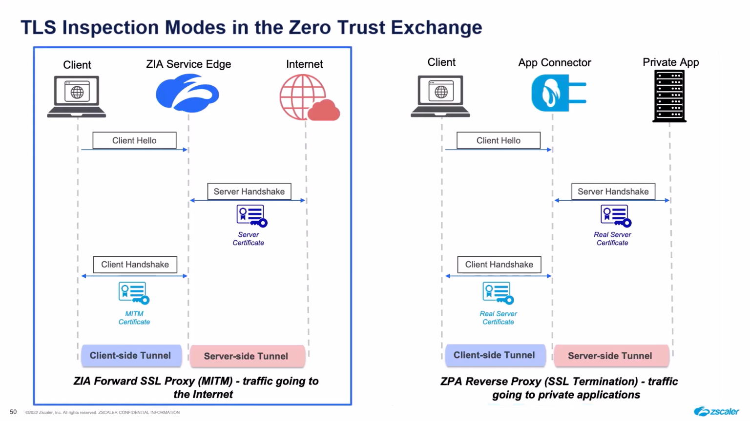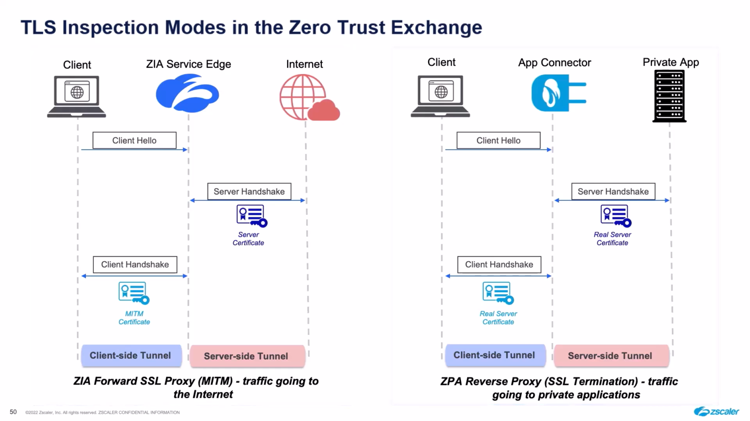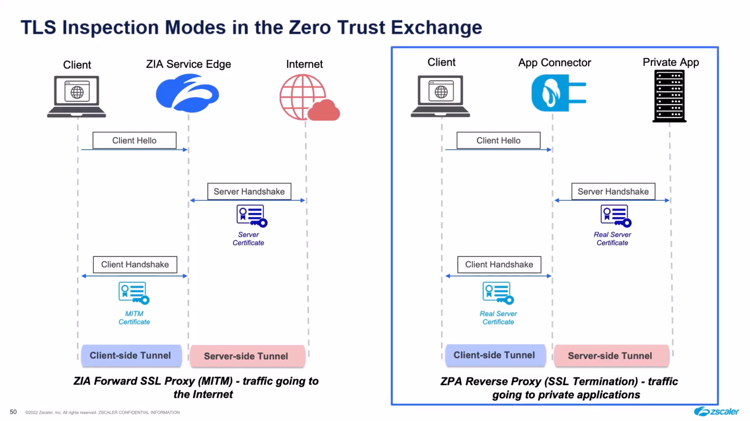So Zscaler Internet Access is a forward proxy interception, and Zscaler Private Access is essentially a reverse proxy SSL termination interception.